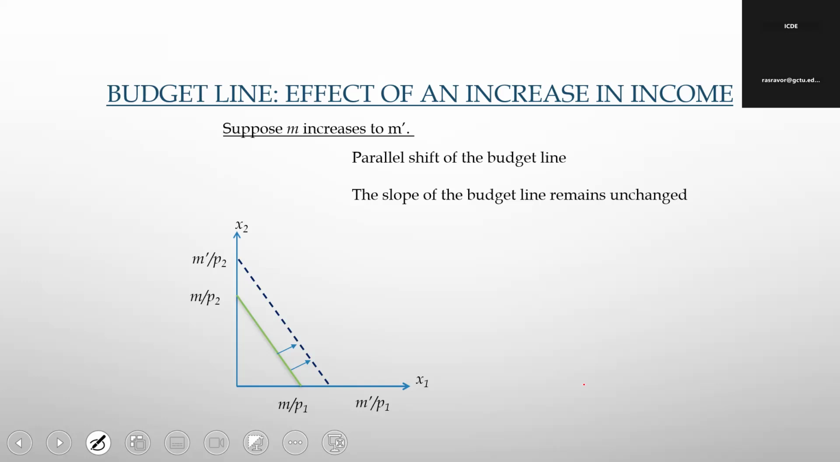Ladies and gentlemen, if the prices of the goods have not increased, but your income has increased, and you assume that the goods you were buying are goods that you like, there's always a tendency that whenever your income increases, you spend more.